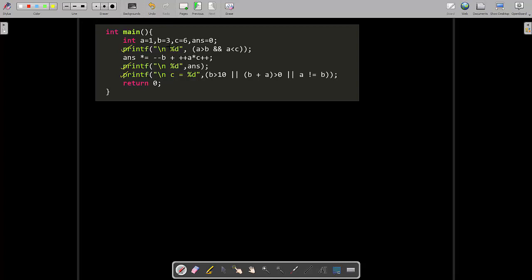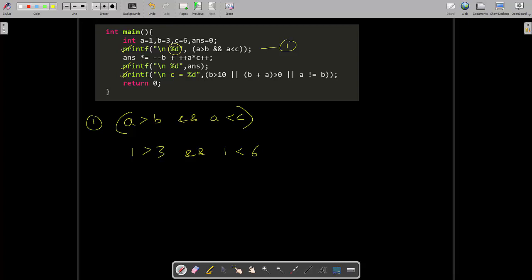Now here, this %d means we have to evaluate this expression and find out what is the value. So let us first find out the first expression, that is a greater than b and a less than c. So now let us substitute the values. a is 1, greater than b is 3, and a is 1, less than c is 6.